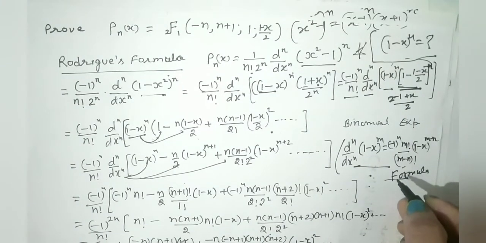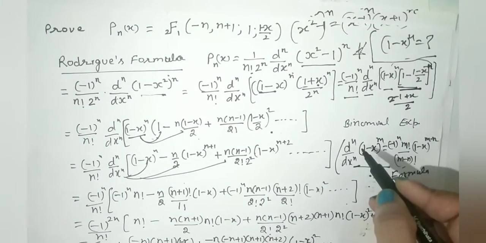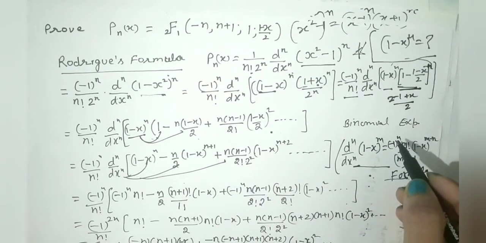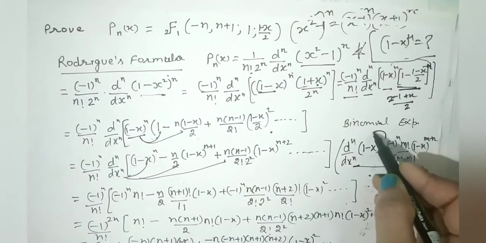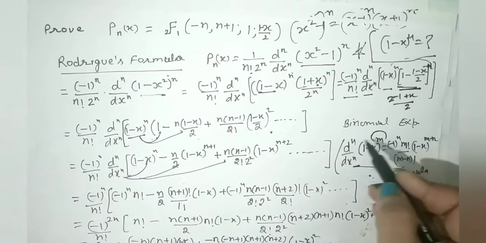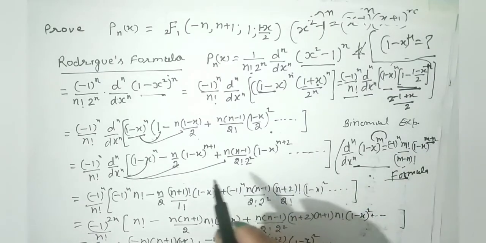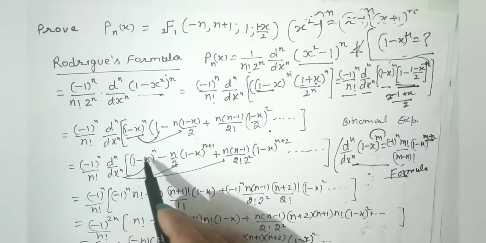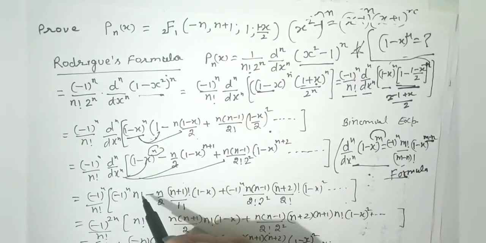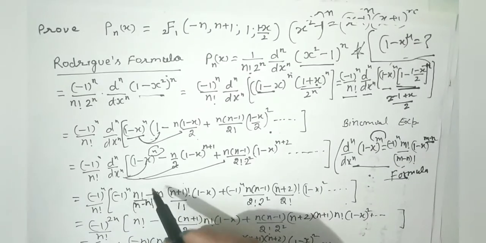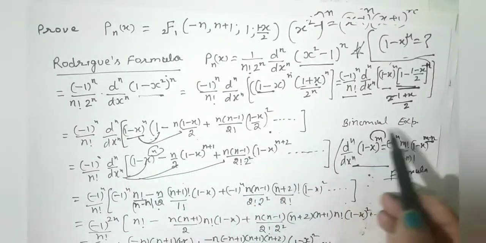Now this formula tells us if we have to differentiate (1 minus x) raised to power m, n times, it will be (minus 1) raised to power n. The nth derivative will be m factorial upon factorial of (m minus n), and (1 minus x) raised to power (m minus n). Now we are going to use it here. If we have to find the nth derivative of this, it will be n factorial upon (n minus n) factorial, because m is n in this case. So that will be 0 factorial, 0 factorial is 1, and (1 minus x) raised to power (n minus n).